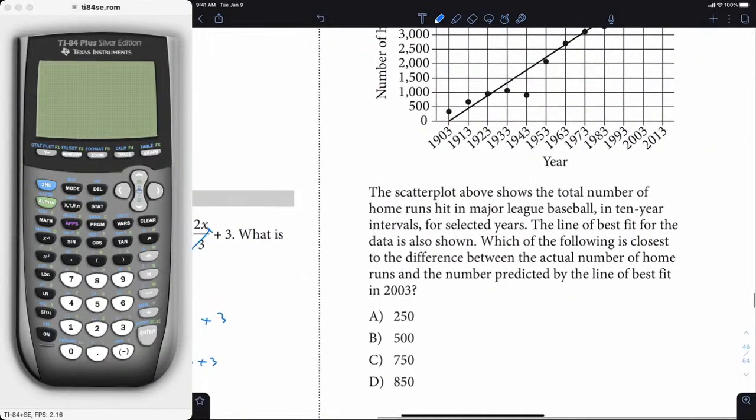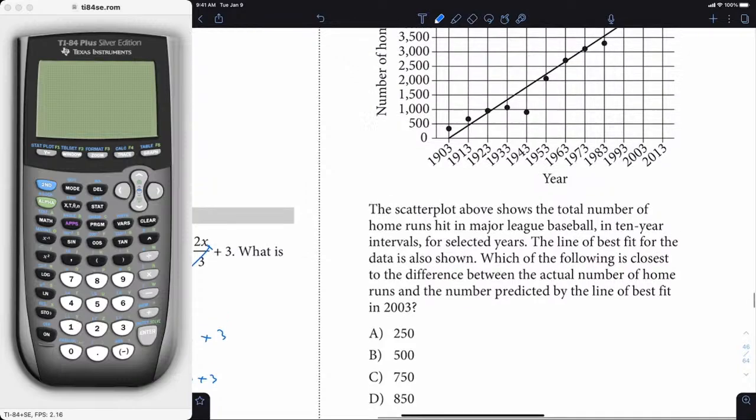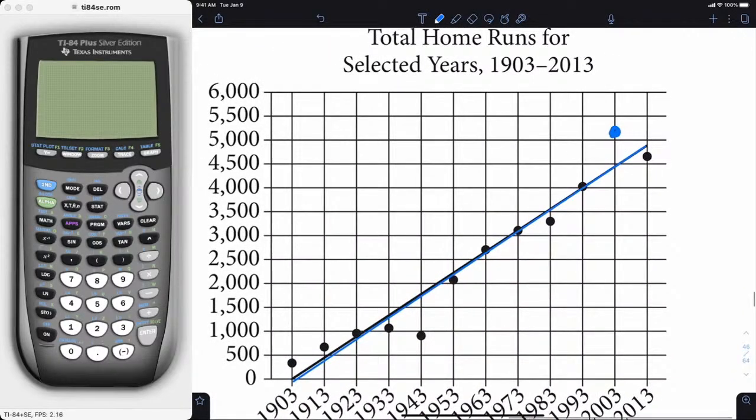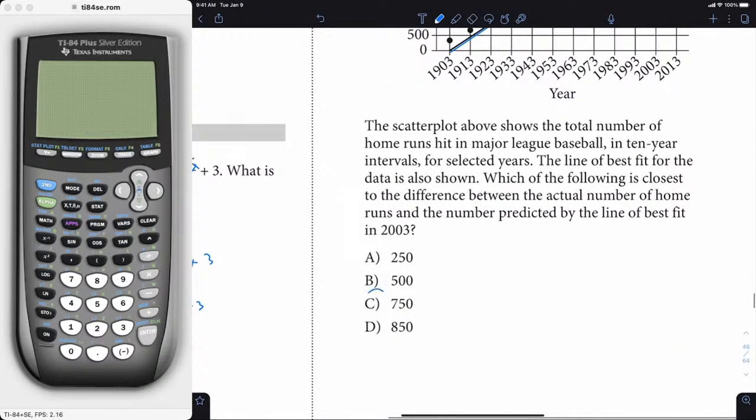The scatter plot above shows the total number of home runs hit in Major League Baseball in 10-year intervals for selected years. The line of best fit for the data is also shown. Which of the following is closest to the difference between the actual number of home runs and the number predicted by the line of best fit in 2003? Let's look at 2003. So this is the actual, right? The dots are the actual values, and the line of best fit is used to predict values. So the line of best fit is going to be a prediction. It looks like it predicts about 4,500, and the actual value looks to be about 5,250. So the difference between those is going to be 750.